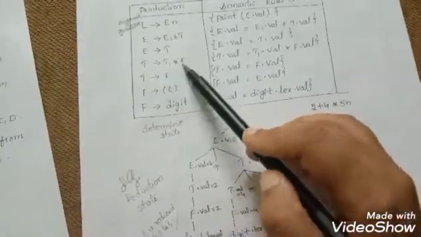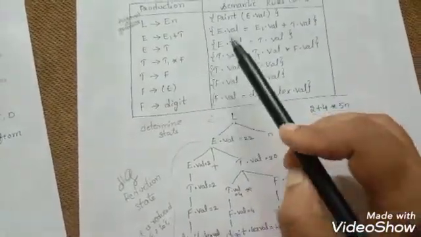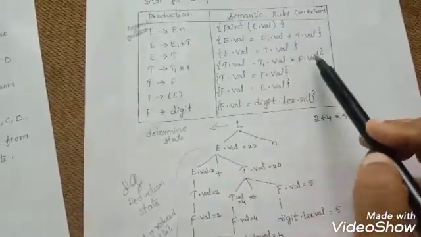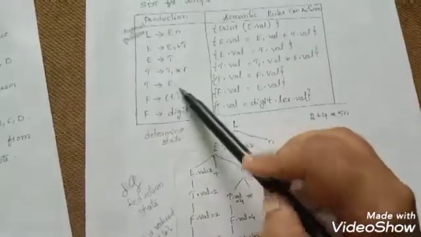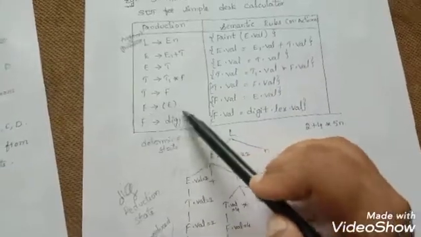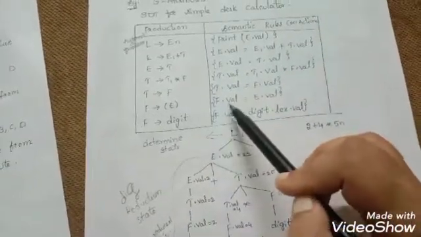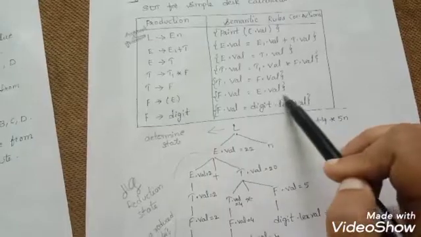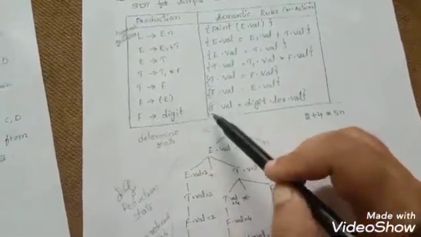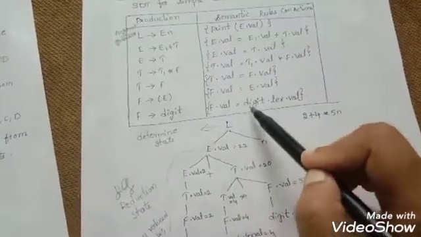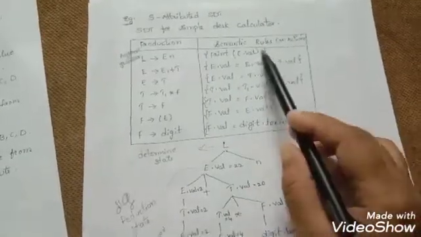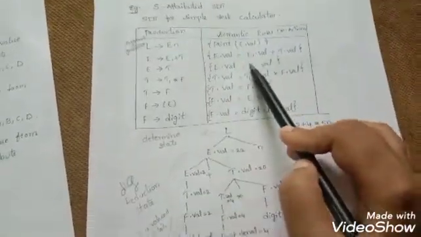And T tends to T1 star F: T.val = T1.val * F.val. T tends to F: T.val = F.val. F tends to E. For this the semantic rule is F.val = E.val. And the next production is F tends to digit. Here the semantic rule is F.val = digit.lex.val. So we have written the productions as well as the semantic rules.